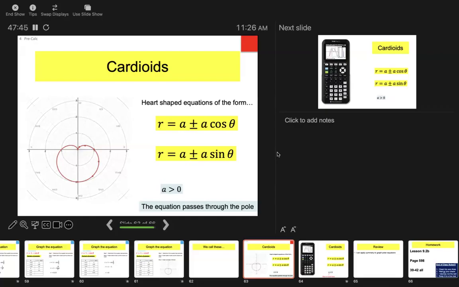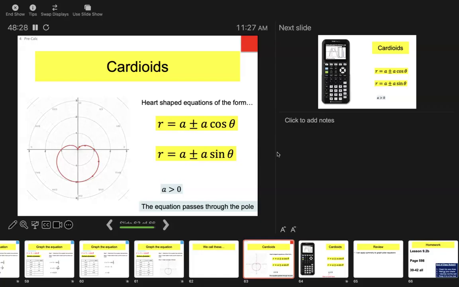Hit zoom square, make it a square, and then hit zoom out. You're really zoomed in. Enter again, just keep hitting enter. Zoom out, enter. Zoom out, enter. Now you can zoom out.